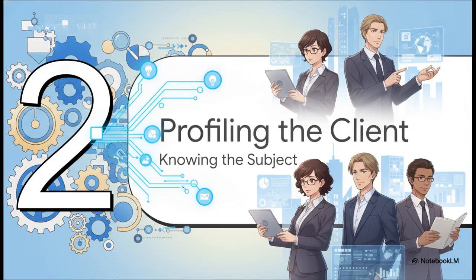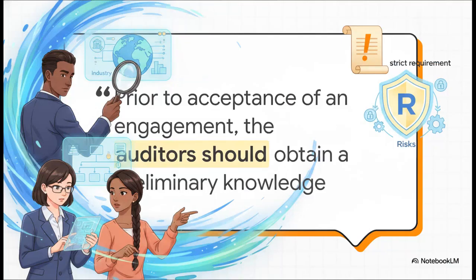Moving right along to Section 2, profiling the client's business, or knowing the subject. We're transitioning into the profiling phase now, simply because an auditor can't effectively investigate a business they don't thoroughly understand. In fact, the official guidance states this pretty clearly. Prior to acceptance of an engagement, the auditor should obtain a preliminary knowledge of the industry and ownership, management, and operations of the prospective client. Gathering this intelligence isn't just a nice-to-have, it's a strict requirement to assess risks and spot potential problems early on.